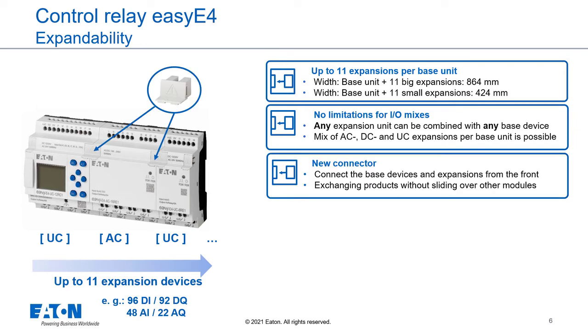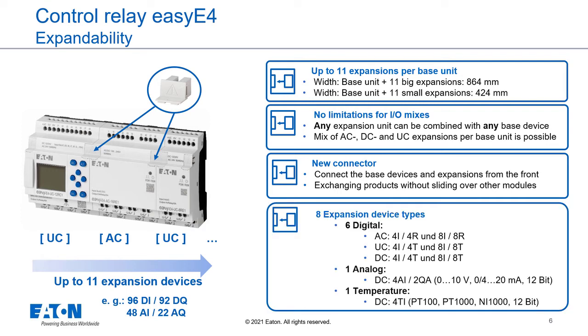A new connector is used to connect the expansion to the base unit, which is plugged in at the front. The pulling apart known from the older easy models when replacing the expansion device is no longer necessary. A total of 8 expansions are available, 6 digital ones in the voltage variants AC, UC and DC, 1 expansion each with 4 in and outputs or 8 in and outputs. For DC there is an analog module with 4 analog inputs and 2 analog outputs for 0 to 10 volt, 0 or 4 to 20 milliamps, and a temperature module for PT100, PT1000 and Nickel1000, both modules with a resolution of 12-bit.